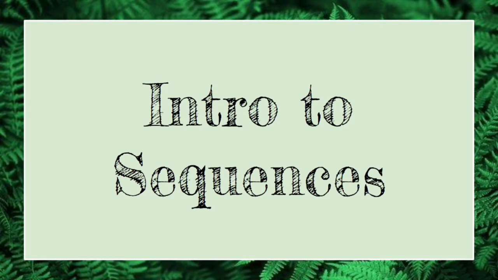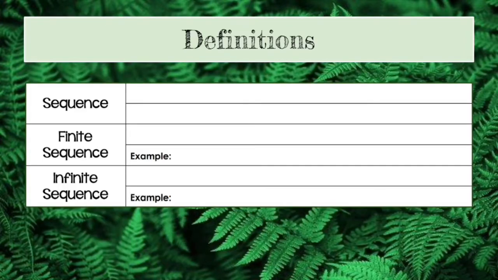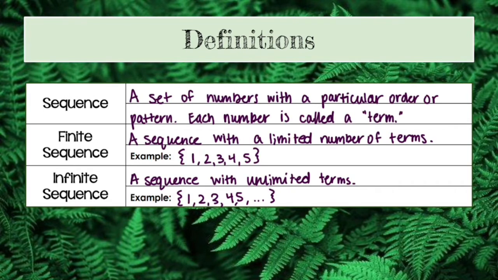So I apologize in advance that this lesson is a lot of definitions. So go ahead and take a minute, pause the video, and write these down. A sequence is a set of numbers with a particular order or pattern. Each number is called a term.